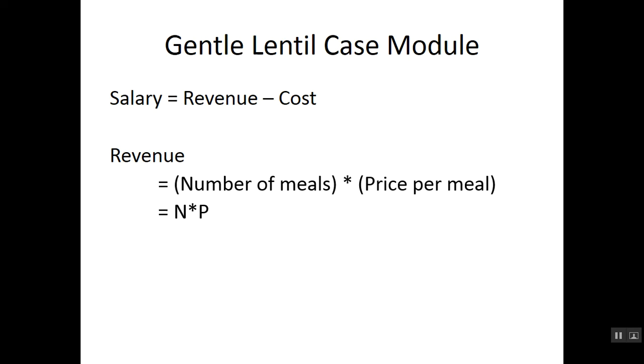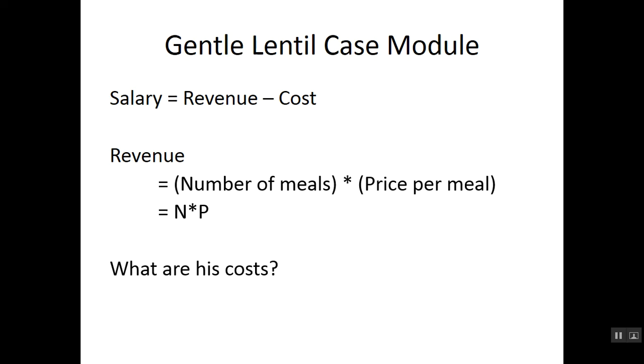So I'm going to let capital N represent the number of meals he sells and capital P represent the price per meal. And N times P is going to give us our expected revenue. So the next thing we want to look at are what are his costs.